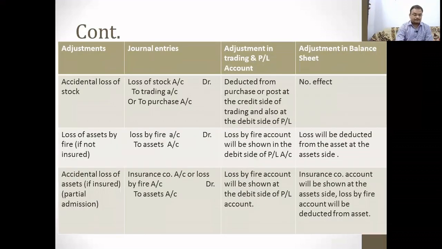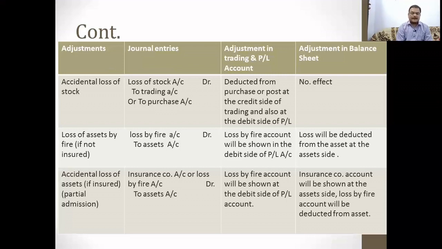Okay. Any loss, any accidental loss, so loss of stock account debit to trading or purchase account, you can write it as trading account or purchase account, deducted from purchase or posted at the credit side of trading account and also debited at the profit and loss account. And on the balance sheet side there is no effect because we showed it twice, at the time of trading account and profit and loss account also.